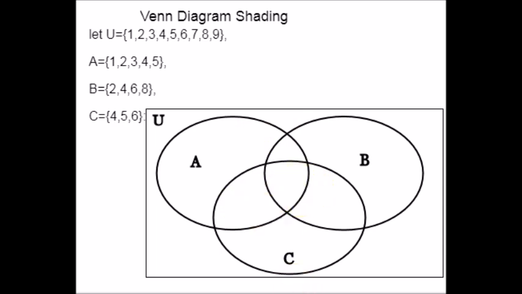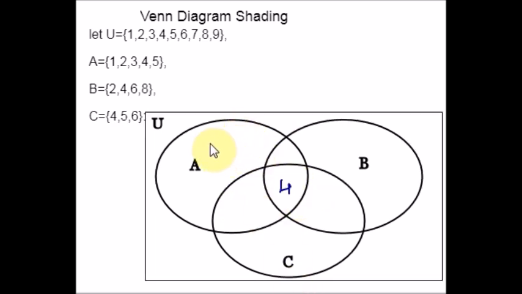Now look for the elements that are common for 2 circles, for 2 sets. For A and B, what are the numbers that are common? In A and B we have 2 and 4. Am I right? Already 4 is written in this region, so 2 is left over. Write that in this region where only the circles A and B overlap, okay, excluding the C region. For more details about problem solving on Venn diagrams, you can refer to a previous video.